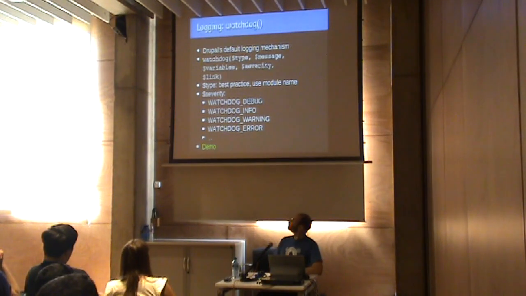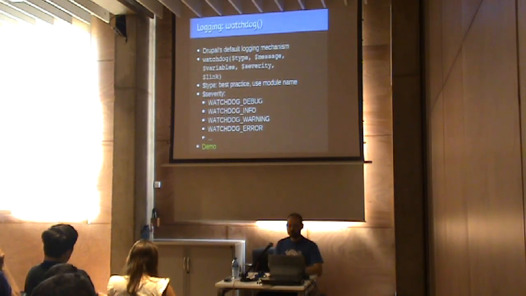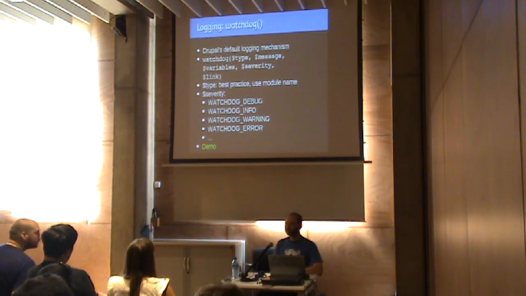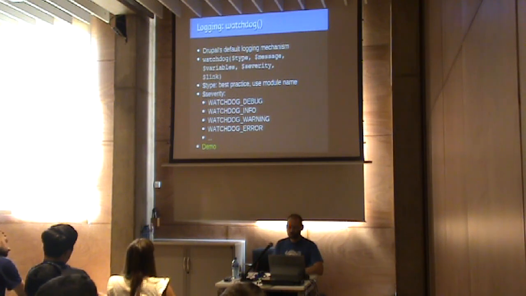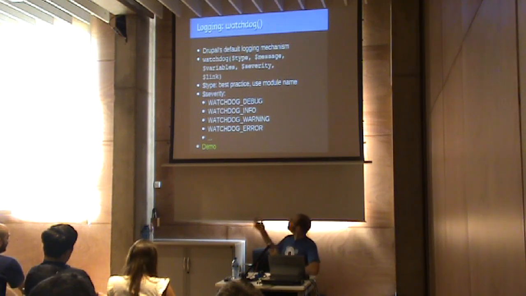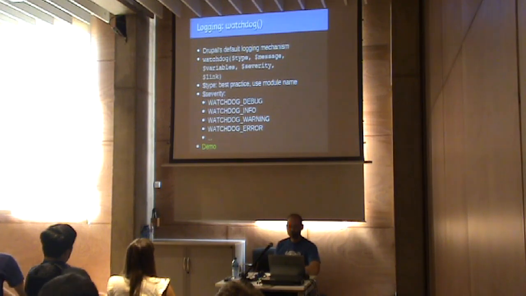Drupal's default solution to logging is watchdog. It's a function, you give it a type, a message, variables, severity, and a link. Best practice in Drupal for type is to just always use your module name. For severity, you've got like 15 different levels, I think. Some of them are more for nuclear disasters, like critical or emergency. I usually use info, warning, error, and maybe debug if you really want some debug information output to the screen.